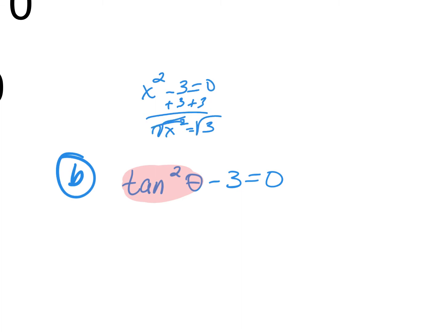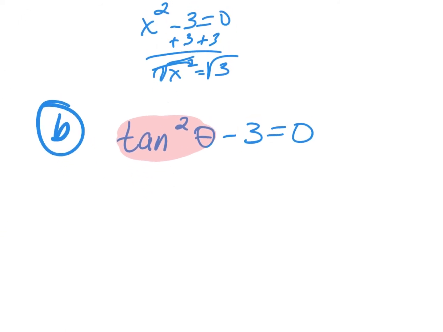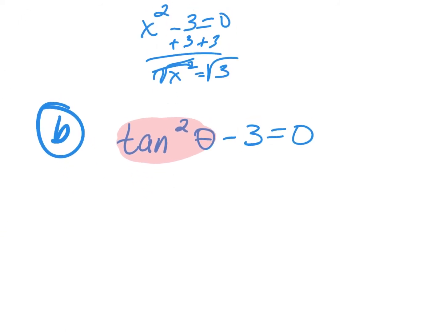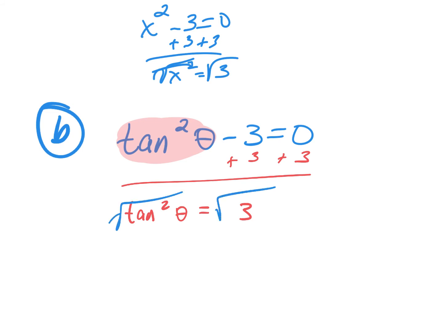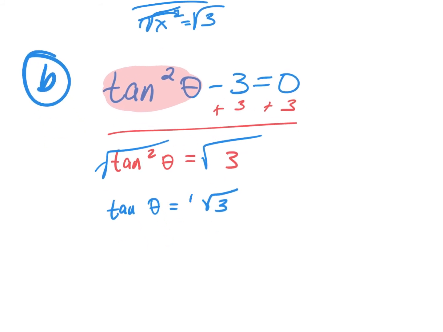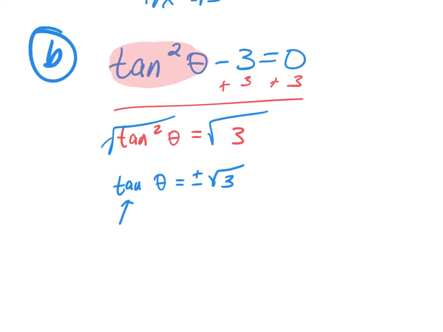Same concept. Is my tangent squared theta by itself? No. So I'm going to add 3 to both sides. So I have tangent squared theta equals 3. Now what? I take the square root of both sides. So I have the tangent of theta equals the square root of 3. When I physically put the square root on, what goes in front of my answer? Plus or minus. Remind me again, please, guys, what is tangent? What over what? Y over x.